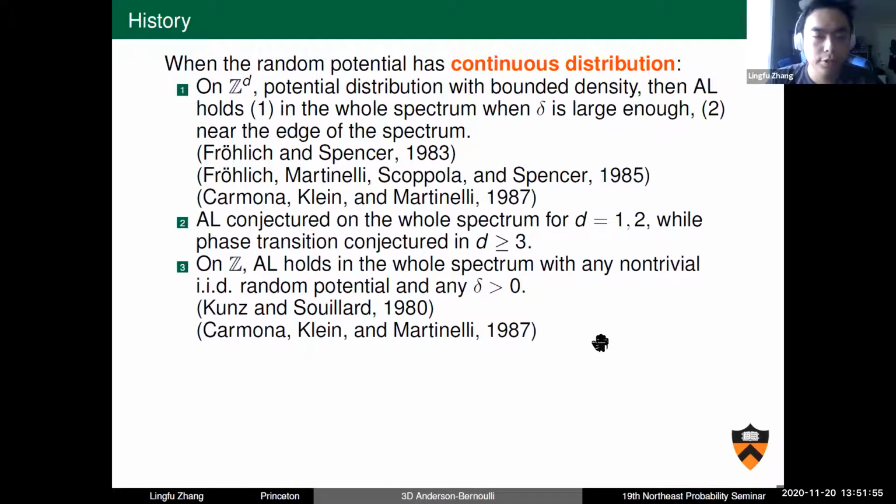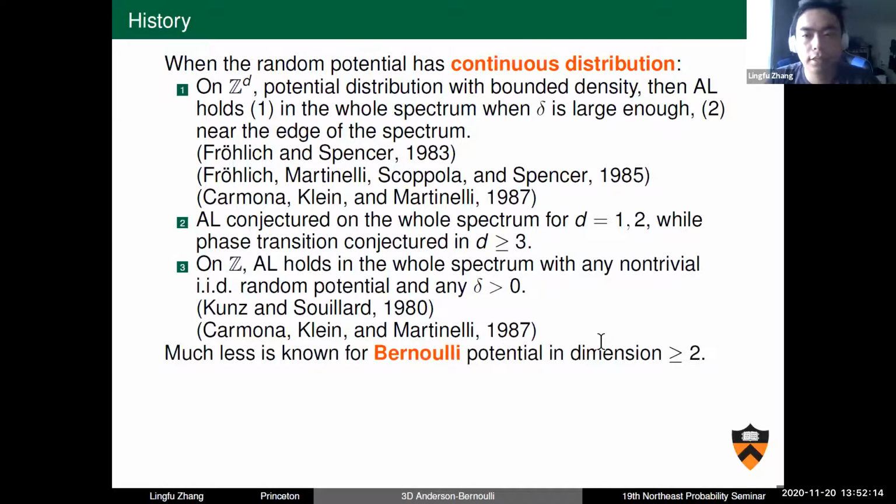This conjecture is very far from being verified, except for a handful of cases. In particular, for one dimension, it is verified for the whole spectrum for any non-trivial i.i.d. random potential, and this was also done in the 1980s. The case that we're interested in, the Bernoulli case, is very contrary to the continuous distribution case. You can think of it as the most non-continuous thing that you can think about.